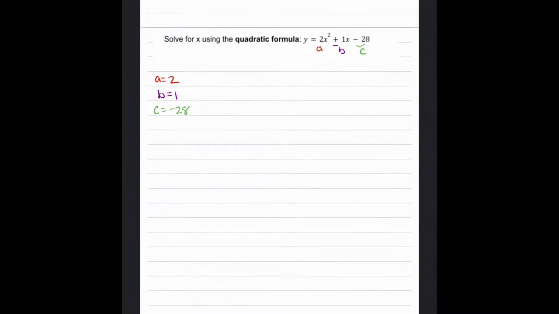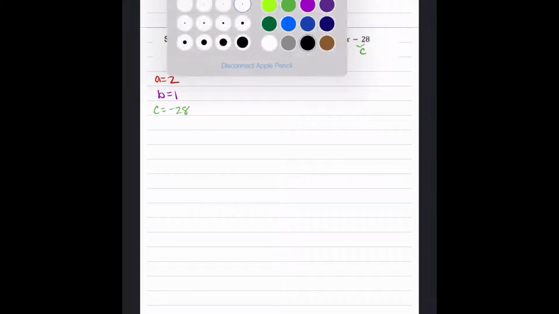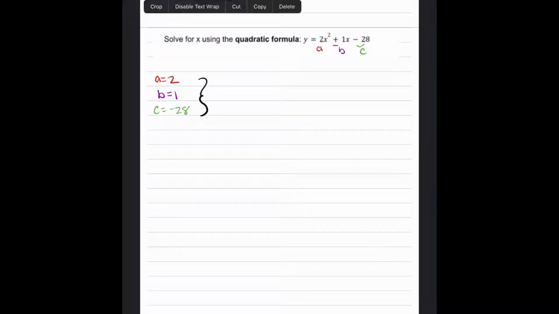And then I'm going to plug all of these values into my quadratic formula, which is right over here. I'm going to bring it here.